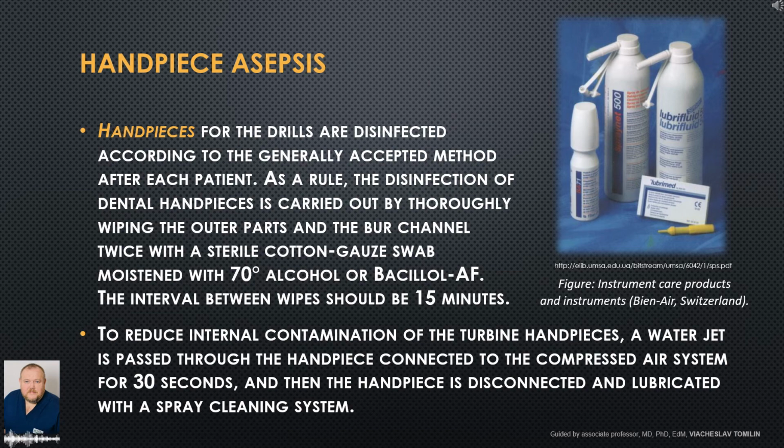Handpiece asepsis. Handpieces for the drills are disinfected according to the generally accepted method after each patient. As a rule, the disinfection of dental handpieces is carried out by thoroughly wiping the outer parts and the burr channel twice with a sterile cotton gauze swab moistened with 70 degree alcohol or Bacillus AF. The interval between wipes should be 15 minutes. To reduce internal contamination of the turbine handpieces, a water jet is passed through the handpiece connected to the compressed air system for 30 seconds, and then the handpiece is disconnected and lubricated with a spray cleaning system.